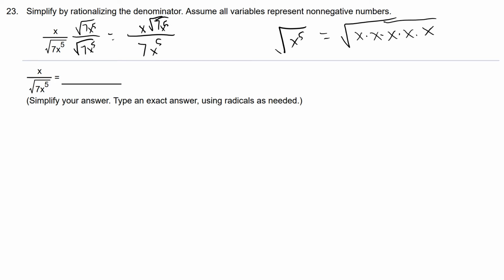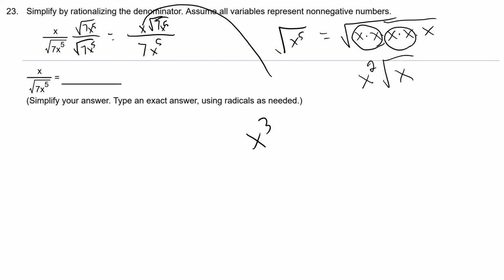That's 5. So I can get a pair here and a pair here. So square root of x to the fifth is really x squared, 2 sets of 2, times the square root of just 1x left over. Which means if I were to put that with the x I already have, on the top I end up with x cubed, square root of 7x, remember that 7 is stuck in there, over 7x to the fifth.